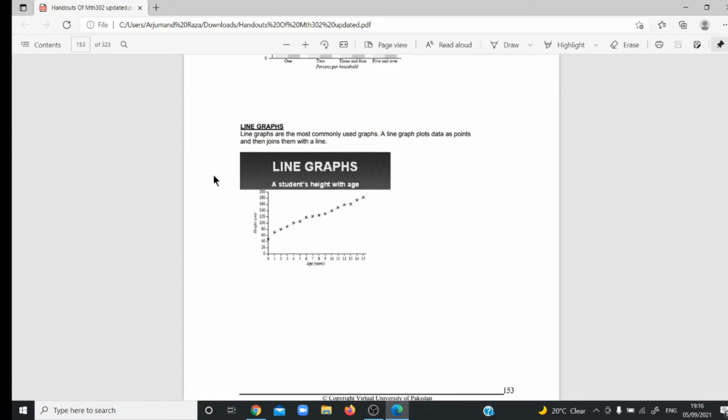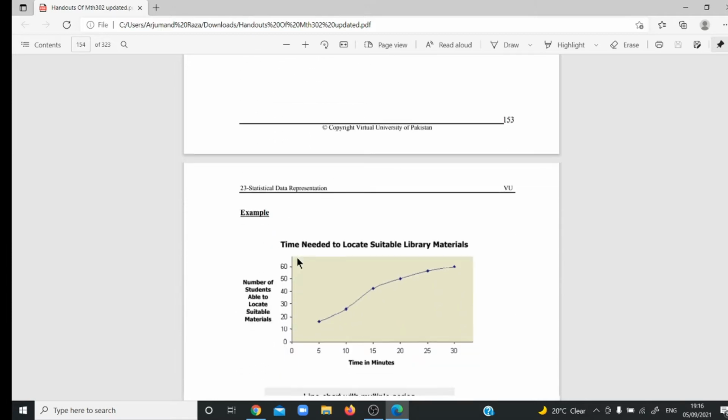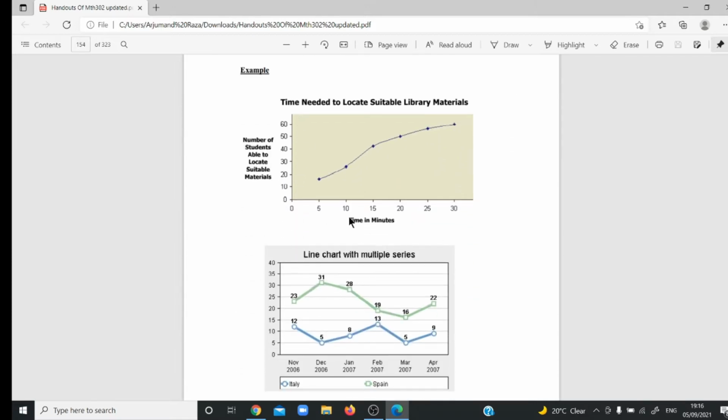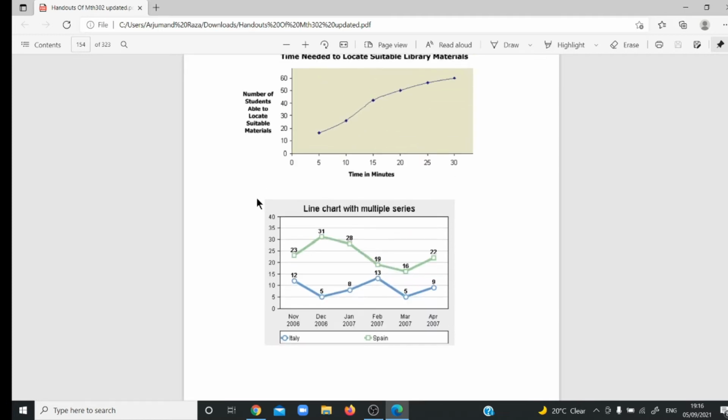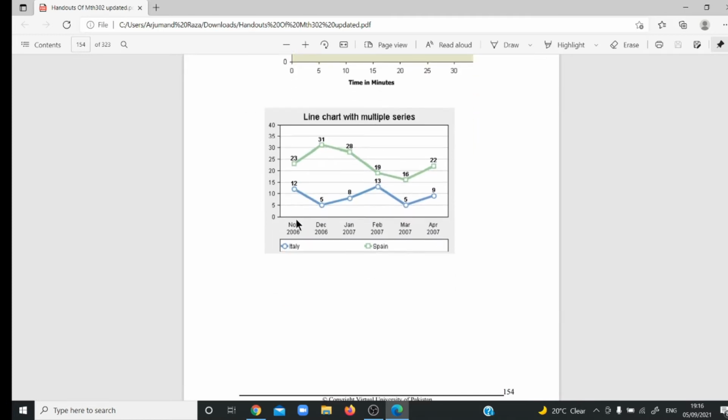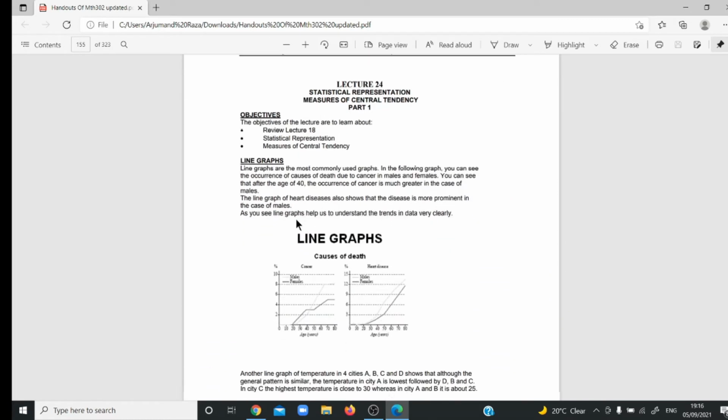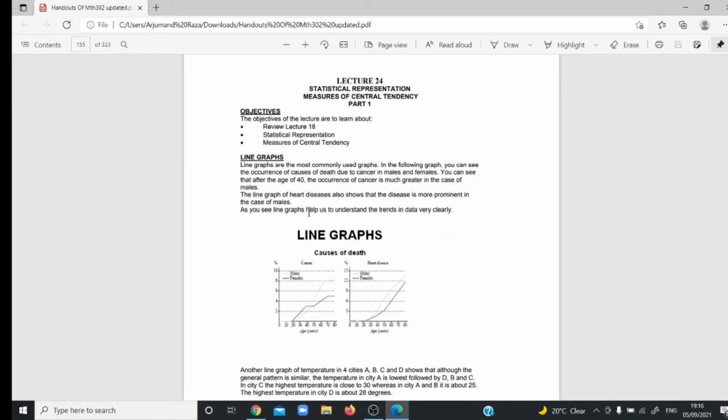Okay, the next graph, we do have a line graph. From grade 3 or grade 4 we have learned this type of graph, although in further lectures we will learn about how to do line fitting in these graphs, while we are discussing regression and regression analysis also. Okay, this is time, needed to be located in a library material. So this is a time graph, we call it. Normally, according to the law, the time should be on the x-axis, sorry.